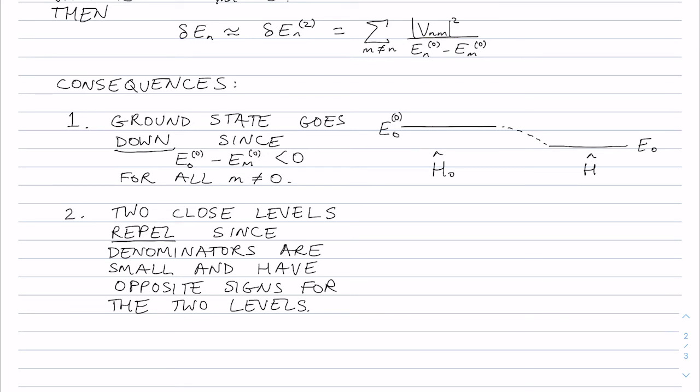So what does that look like? You've got two levels, I don't know, E1, E2, E6 and E7, whatever they are. That's the normal case, the unperturbed case rather. And then you apply the perturbation and they repel. This one goes down and this one goes up.